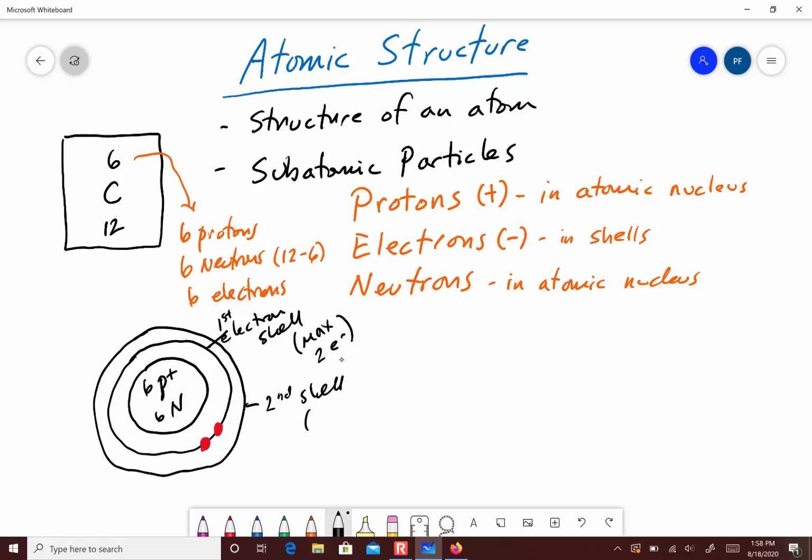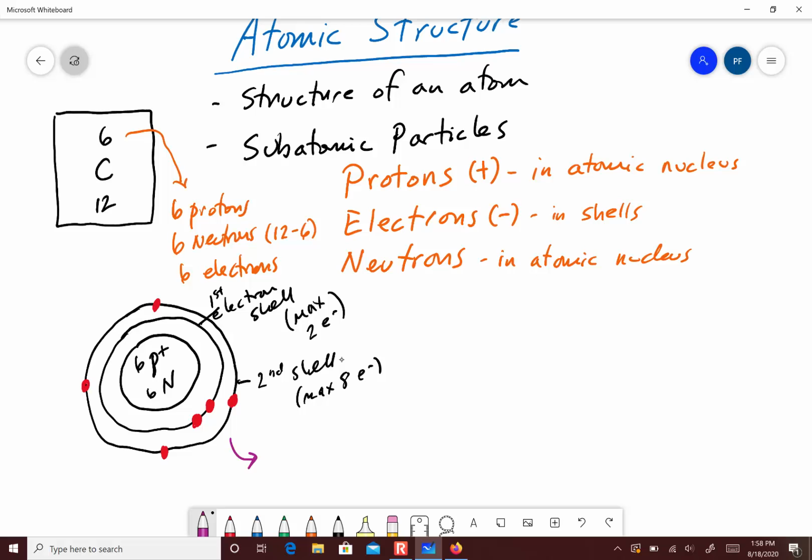Okay, the second electron shell can have a max of 8 electrons. And if we were doing this and had a third and fourth and fifth shell, 8 is the max the rest of the way. Okay, so we used 2 electrons, we have 4 left. So we would put 4 electrons in this second shell. So all of this is our structure of a carbon atom.